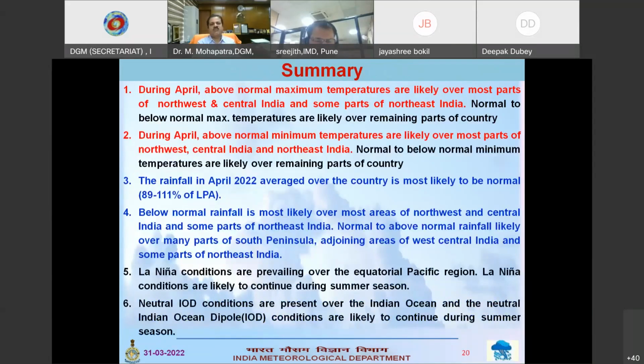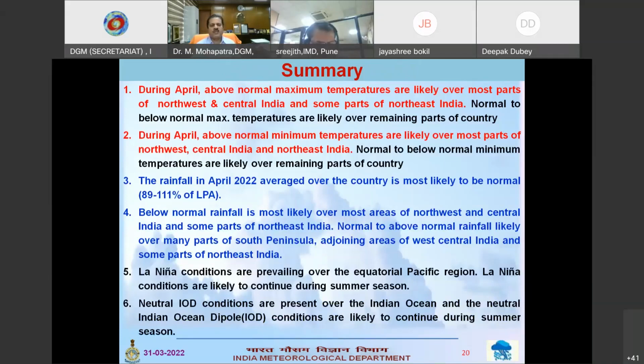Summary is that above normal maximum temperatures are likely over most parts of northwest and central India and some parts of northeast India. Normal to below normal maximum temperatures are likely over remaining parts of the country. During April, above normal minimum temperatures are likely over most parts of northwest, central India, and northeast India. Normal to below normal minimum temperatures are likely over remaining parts of the country.